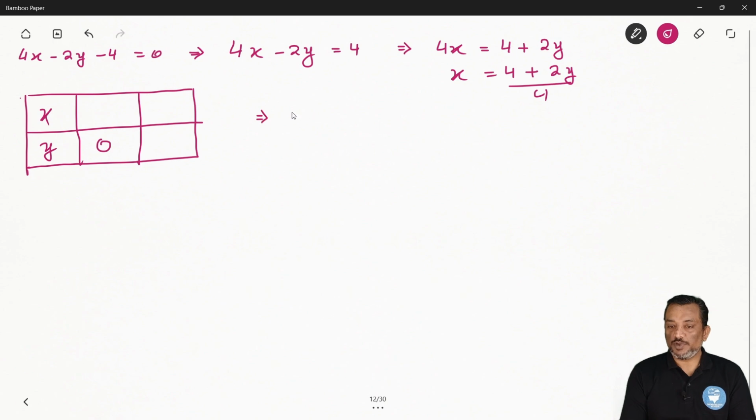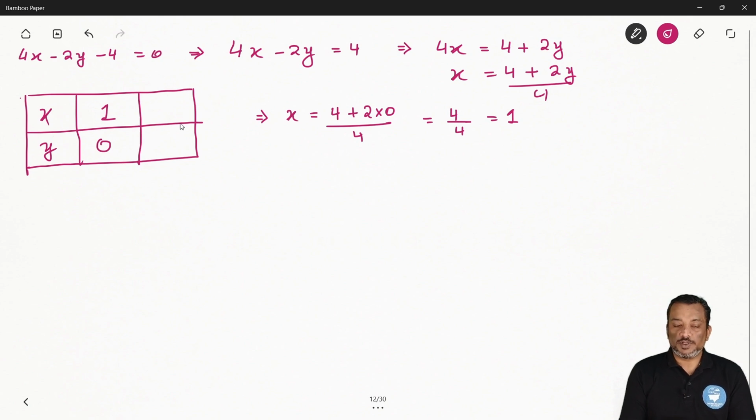This is a little complicated. So x is equal to 4 plus 2 times 0. So you will get what? You will get 4 over 4, which means 1. So you can say x is equal to 1.